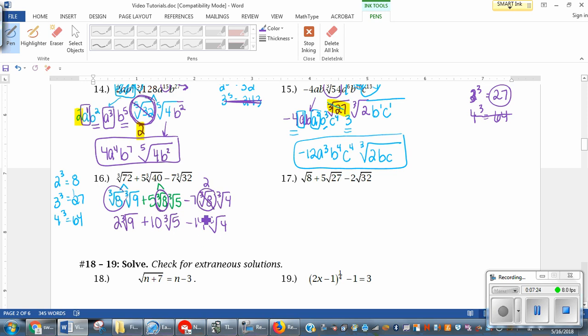Now none of these are like terms, so this is our final answer. If these radicals were the same, let's say they were both the cubed root of 4, then I would combine their coefficients.